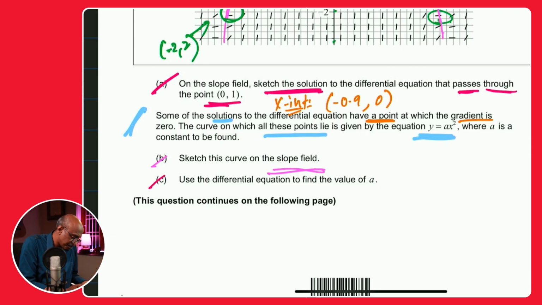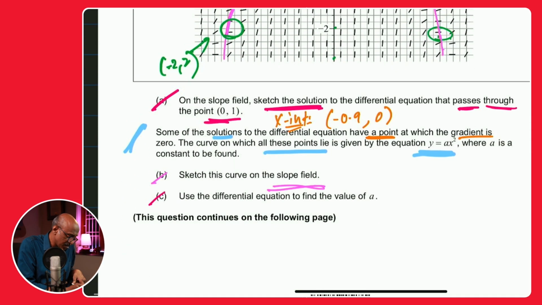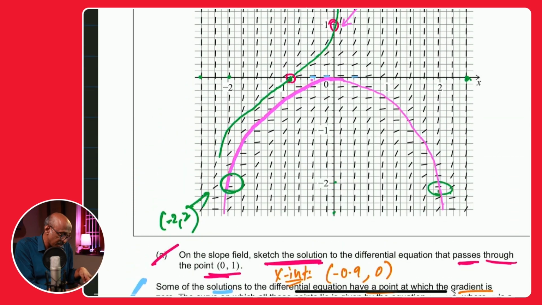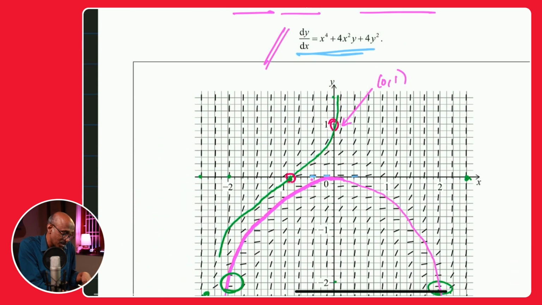Okay, let's move to part C. So I hope that is clear. The sketch of that curve is done, so part B is done. Part C says use the differential equation to find the value of a. That's the differential equation we want to use: dy by dx is equal to.